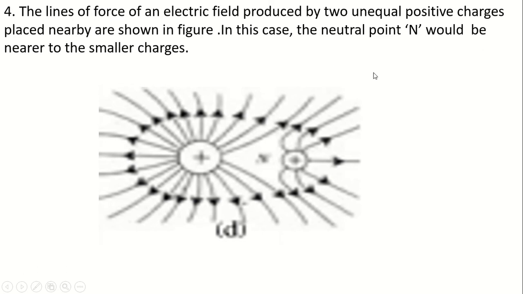The lines of force of an electric field produced by two unequal positive charges placed nearby. In this case, the neutral point N would be nearer to the smaller charge.